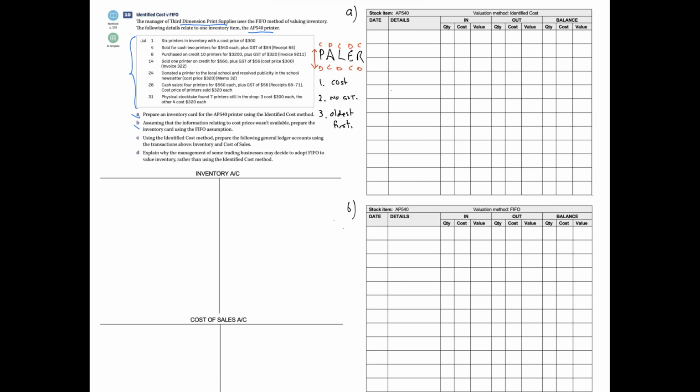After that, we are going to delve into part C, which is going to think about what the inventory ledger and cost of sale ledger would look like using identified cost. So that's quite a lot. Let's have a step back.